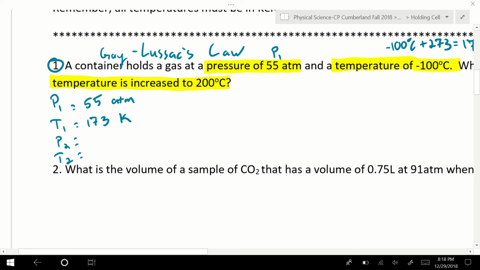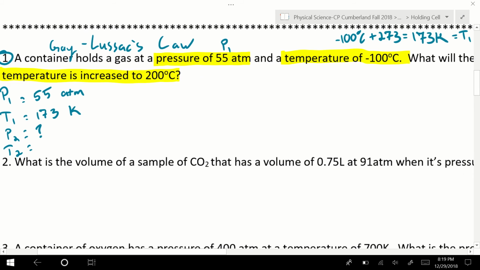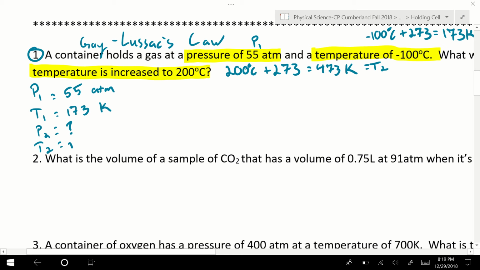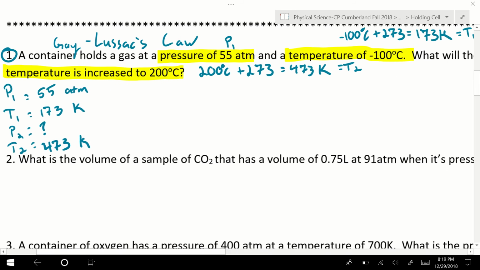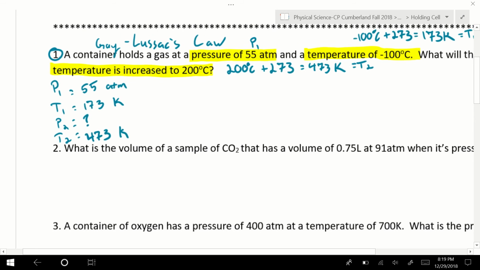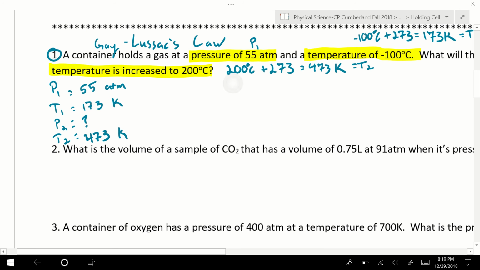Right now, pressure 2, we don't know. So we're trying to find out. The temperature 2 is 200 degrees Celsius. 200 degrees Celsius plus 273 equals 473 Kelvin. That is T2. For this one, because we're using Gay-Lussac's law, we're using P1 over T1 equals P2 over T2. Going to do some magic with that equation.